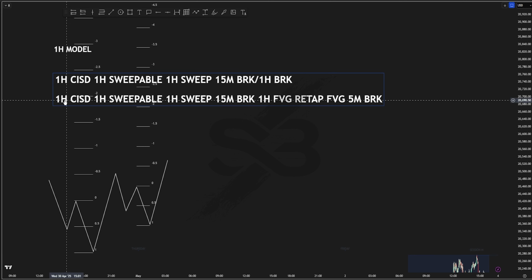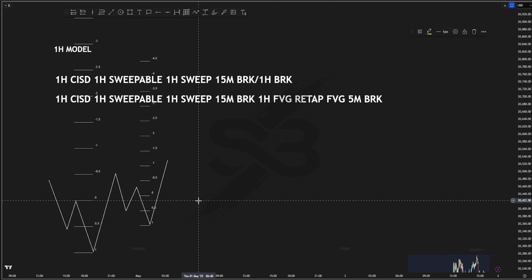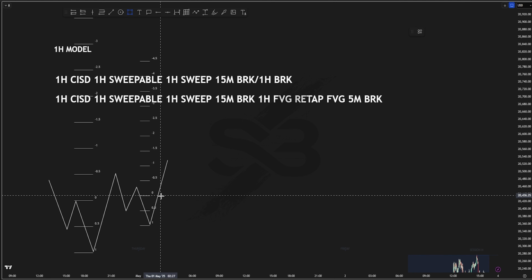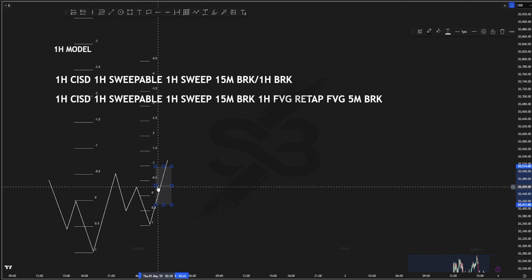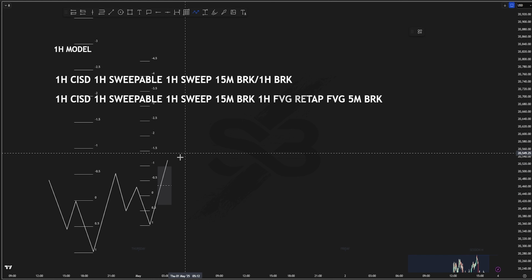The second type of entry is when you have the hourly CISD, meaning the breaker, the sweepable. We sweep. We create the 15-minute breaker here on this leg. And as we're creating that 15-minute breaker, we get a fair value gap on the hourly time frame. Now, that fair value gap gets traded back into or retapped here. And it either retaps lightly, or it goes to candle 1. Either way, it will be fine.